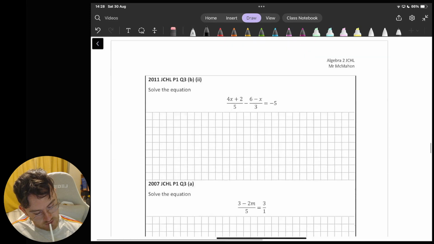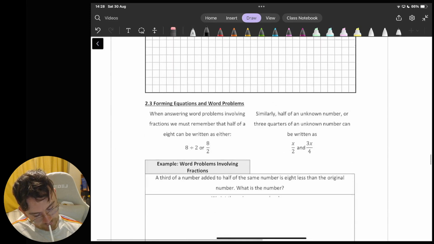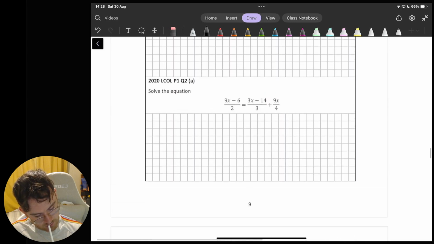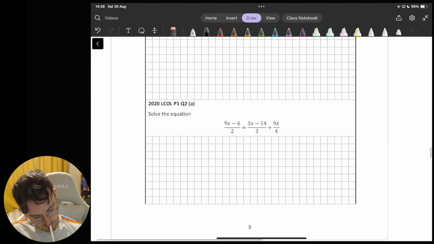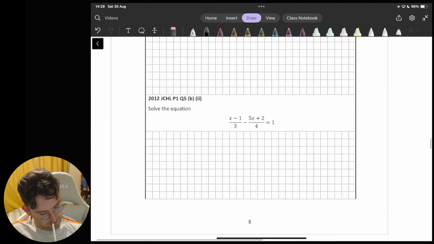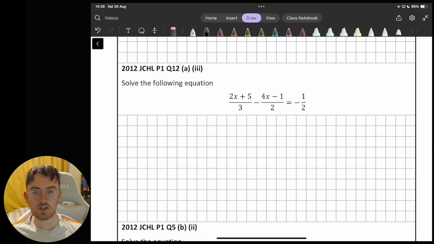So let's find a question that looks interesting. We could look at this one. No, let me see. Let's look at this one here. So solve the following equation. We're going to do it by creating a common denominator, reducing our fractions in that way.